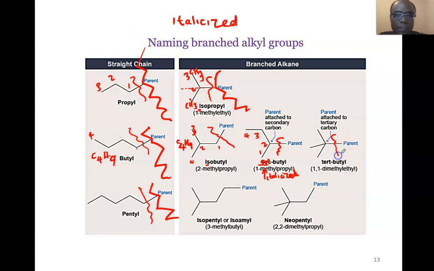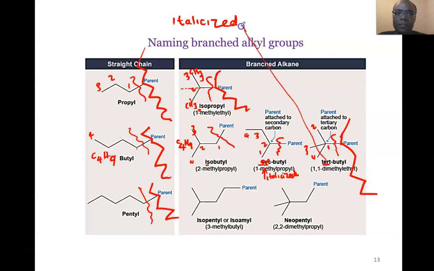And then of course the chicken foot, I call it, if it's popping out of the longest parent chain, you still have 4 carbons. There's a carbon here. 1, 2, 3, 4. 4 carbons, just like the butyl, but it looks like a chicken foot, so to speak. So we call it tert. This tert should be italicized.